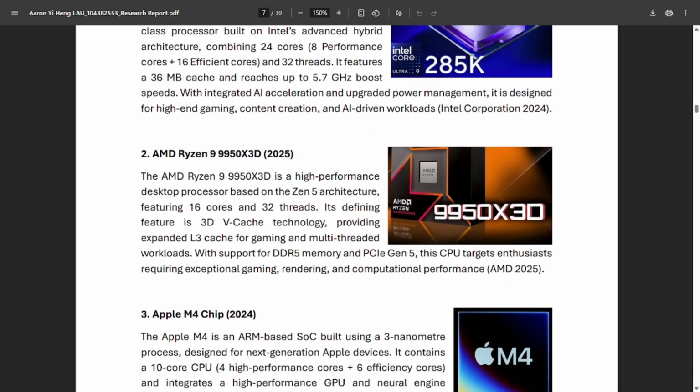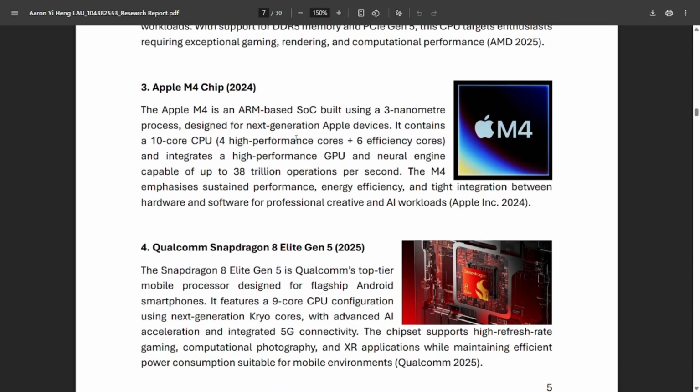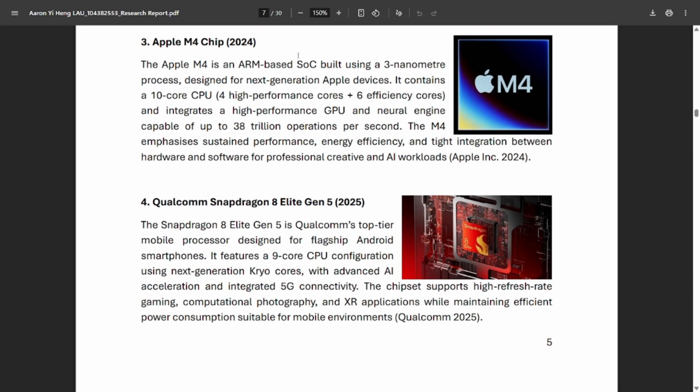The second image shows the AMD Ryzen 9 9950X3D. These processors use the AM5 Gen 5 architecture and feature 16 cores and 32 threads. Its most notable feature is AMD 3D V-Cache technology, where an extra layer of L3 cache is stacked on top of the CPU. This significantly boosts performance in gaming and multi-threaded workloads by reducing memory latency. The third example is the Apple M4 chip. This is an ARM-based system on chip used in the latest Apple devices.